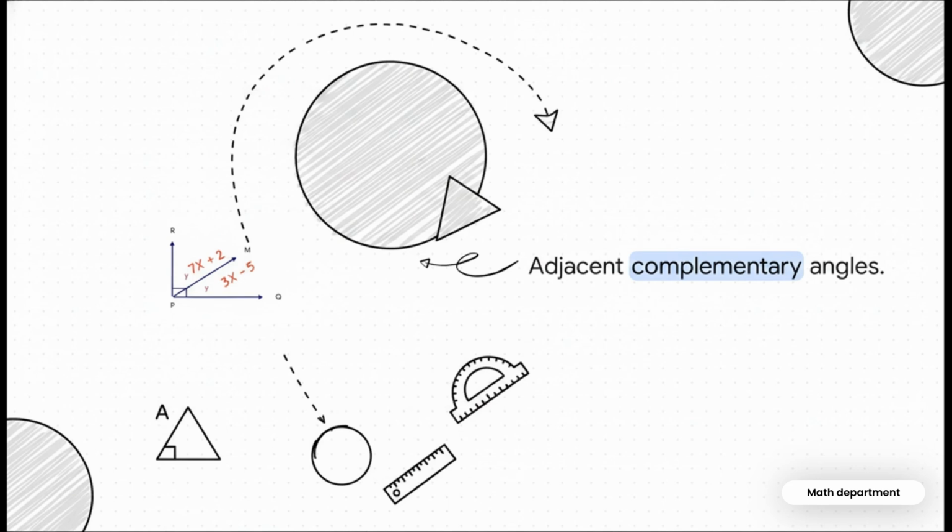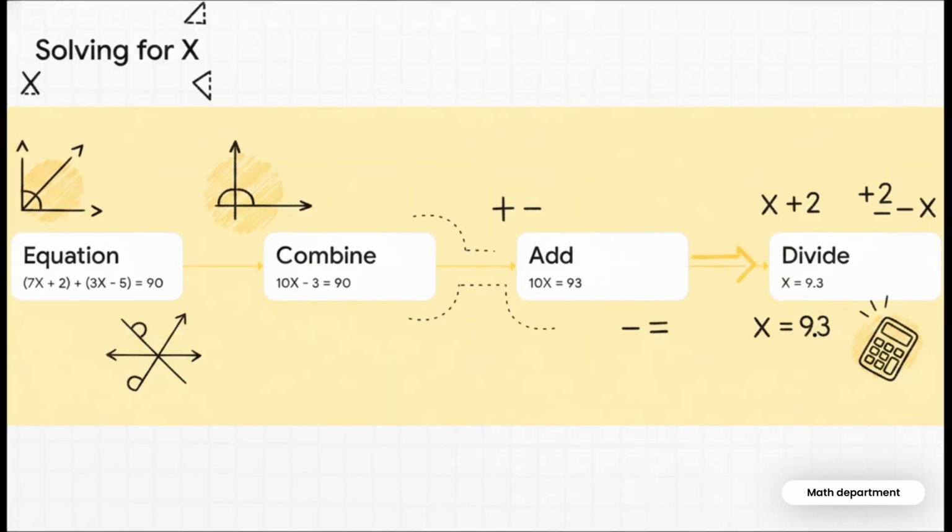Our two angles are 7x plus 2 and 3x minus 5. Let's construct our equation. We add the two expressions together and set them equal to 90. So (7x + 2) + (3x - 5) = 90. First up, let's combine our like terms. 7x plus 3x gives us 10x. Now, many students make a mistake in this step right here. We have a positive 2 and a negative 5. Combining those gives us a negative 3. So we have 10x - 3 = 90.